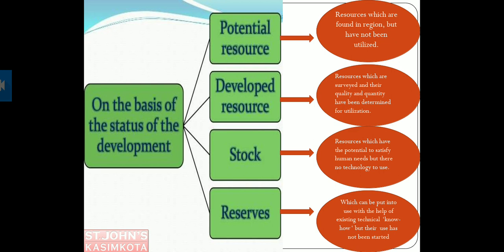For example, the western parts of India, particularly Rajasthan and Gujarat, have enormous potential for development of wind and solar energy, but so far these have not been developed properly. The reasons can be many, but potential resources are resources which are found in a region which have not been utilized. I gave the examples also.